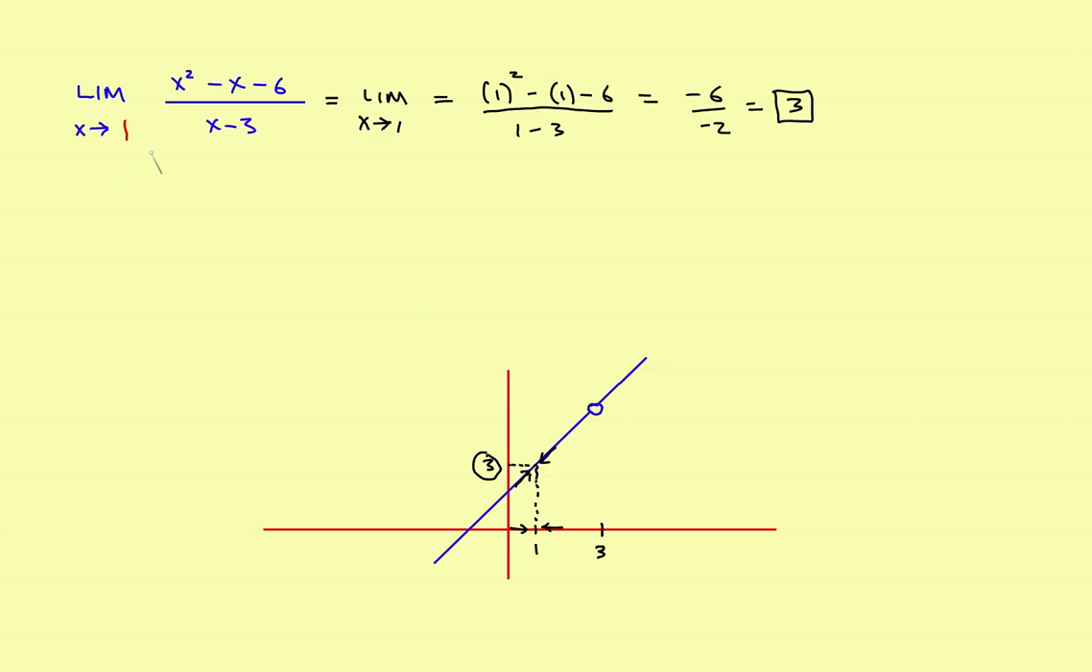So on all problems, try to plug in the number first. If you're lucky, you don't have to factor anything. It just works. If you have a problem with the denominator, that's where you have to try to factor something out and see if you can cancel something.